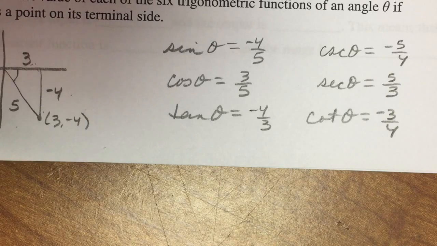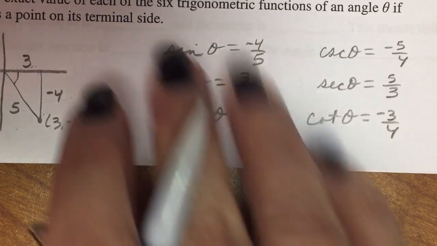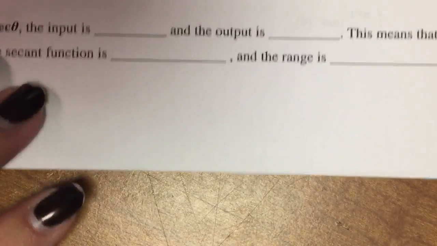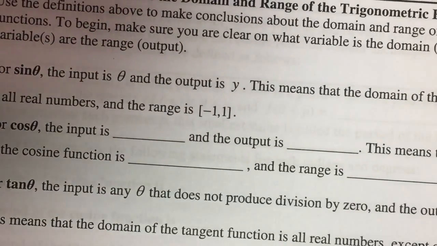So again, they're just saying if you're not on the unit circle where the radius is 1, then just revert back to your SOHCAHTOA. All right, and that's the end of the notes for 6.2.